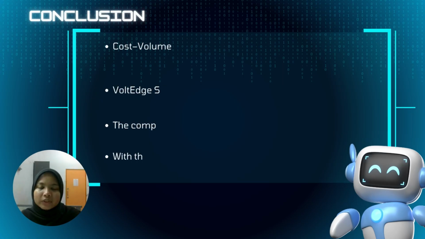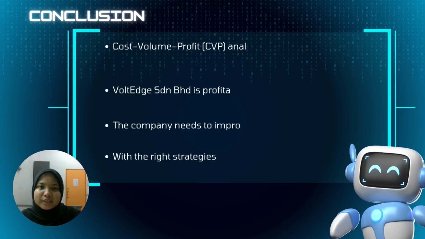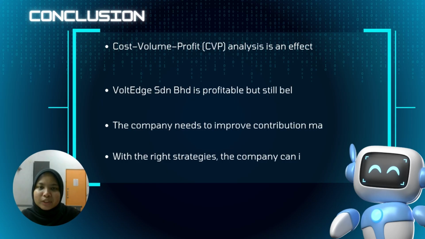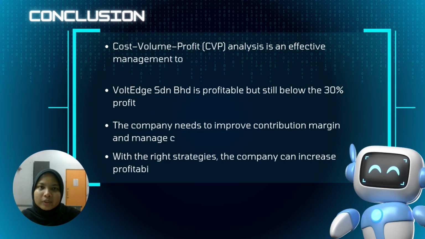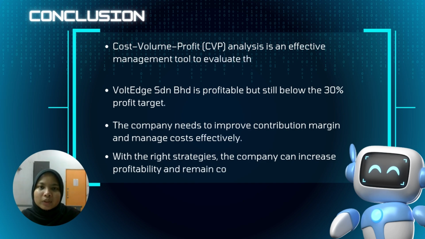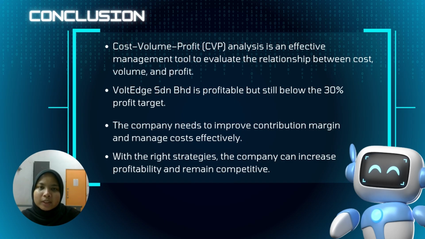For the conclusion, cost volume profit analysis is an effective management tool to evaluate the relationship between cost, volume, and profit. Voltage Sundram Berhad is profitable but still below the 30% profit target. The company needs to improve contribution margin and manage the cost effectively. With the right strategy, the company can increase profitability and remain competitive in the market.